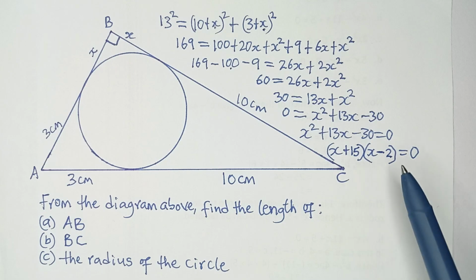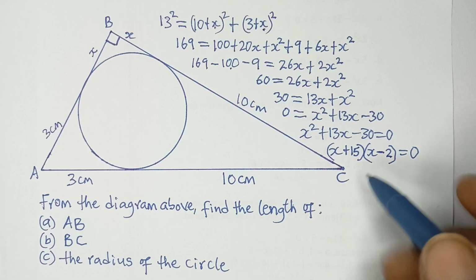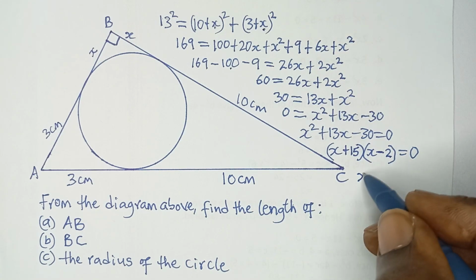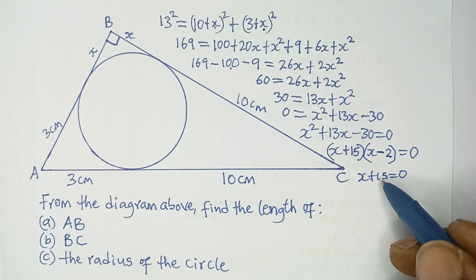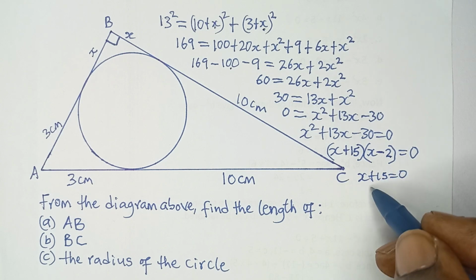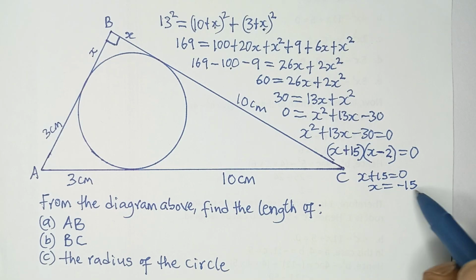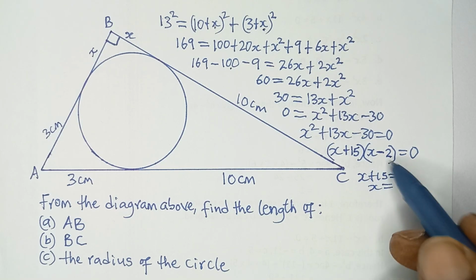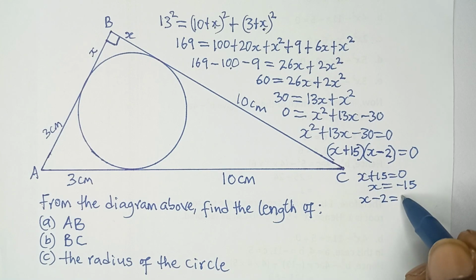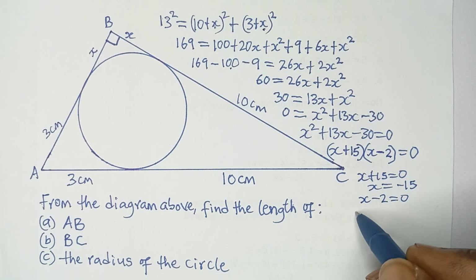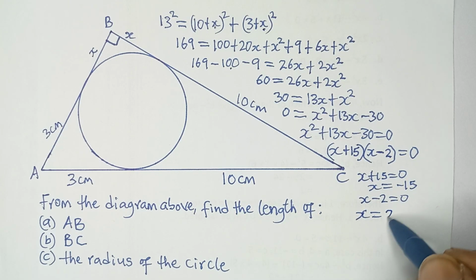Now, for us to solve this fully, I equate each bracket to 0. So if I equate this bracket to 0, I say x plus 15 is equal to 0. From there, if I take this positive 15 to that side, it gives me x is equal to negative 15. So that is one of the answers. Now the other bracket, I also equate it to 0. So I'm going to say x minus 2 is equal to 0, and that gives me x is equal to, when this negative 2 goes to that side, it becomes positive 2.